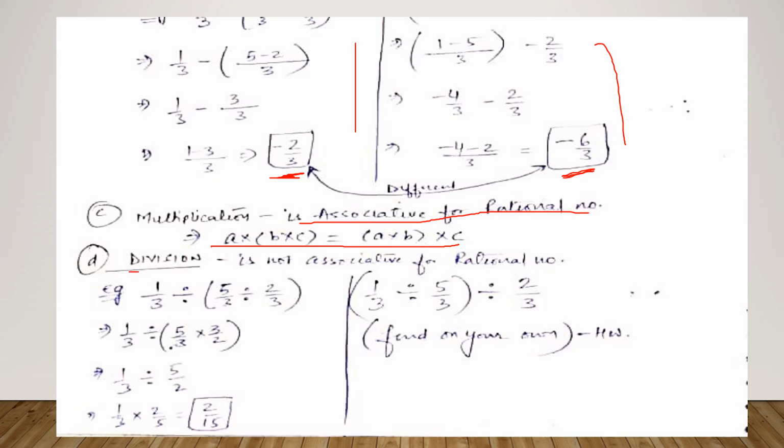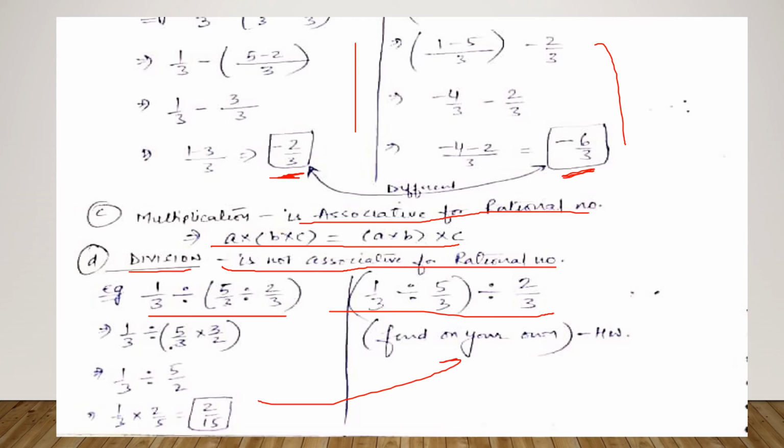Then comes division, also not associative for rational numbers. So you can see the example here. By changing the position of brackets, the answer coming is different. You can find this on your own and compare the answer. The answer would be different from this one. Okay.